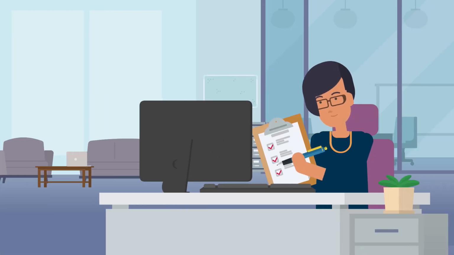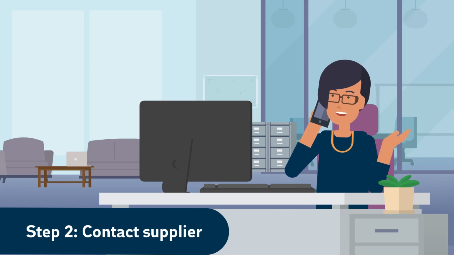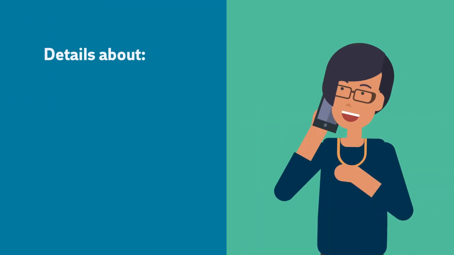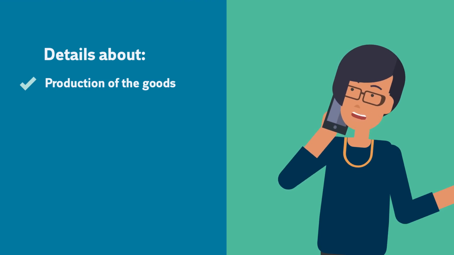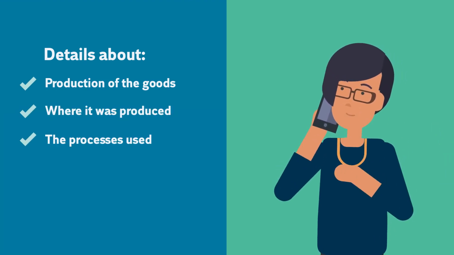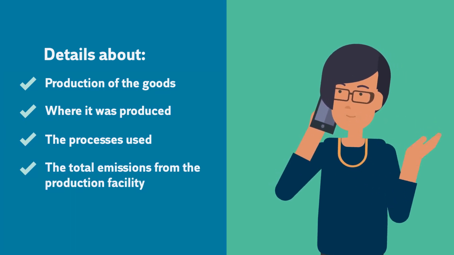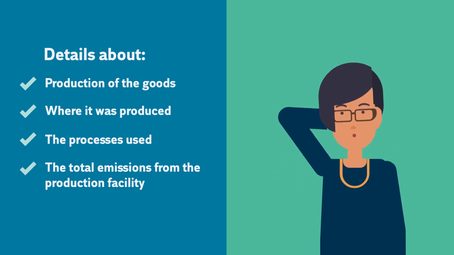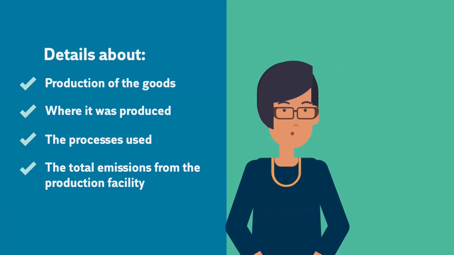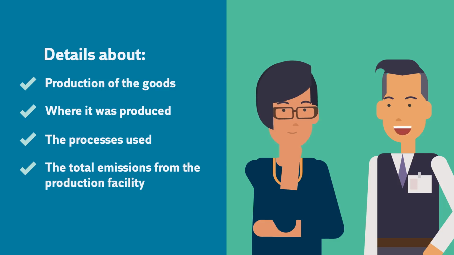Once you have identified the goods, you need to contact your supplier and obtain a range of information. Details about the production of the goods, where it was produced, the processes used in production, as well as the total emissions from the facility that produced the goods. The level of detail is quite high, and it's not always easy to obtain the information. Therefore, it is a good idea to reach out to your suppliers now and get some of the basics in place.